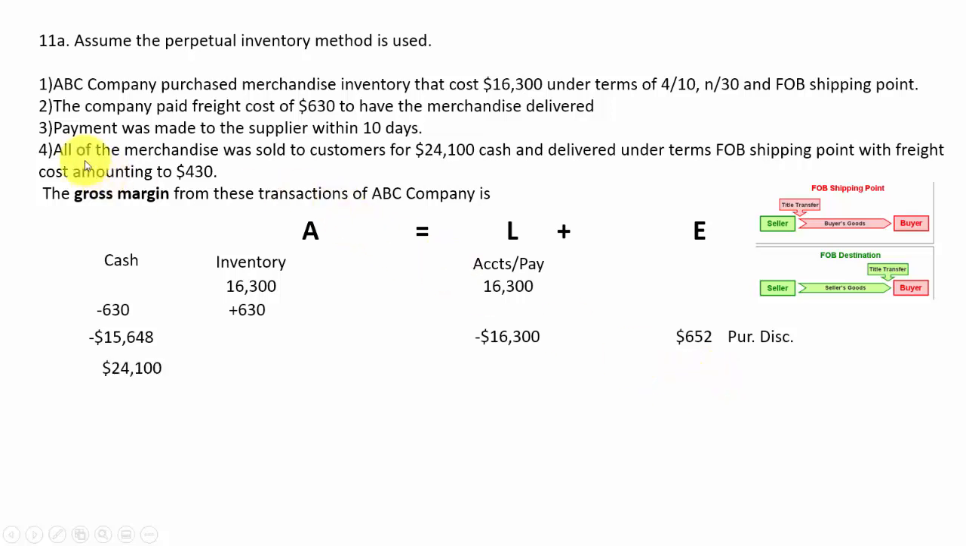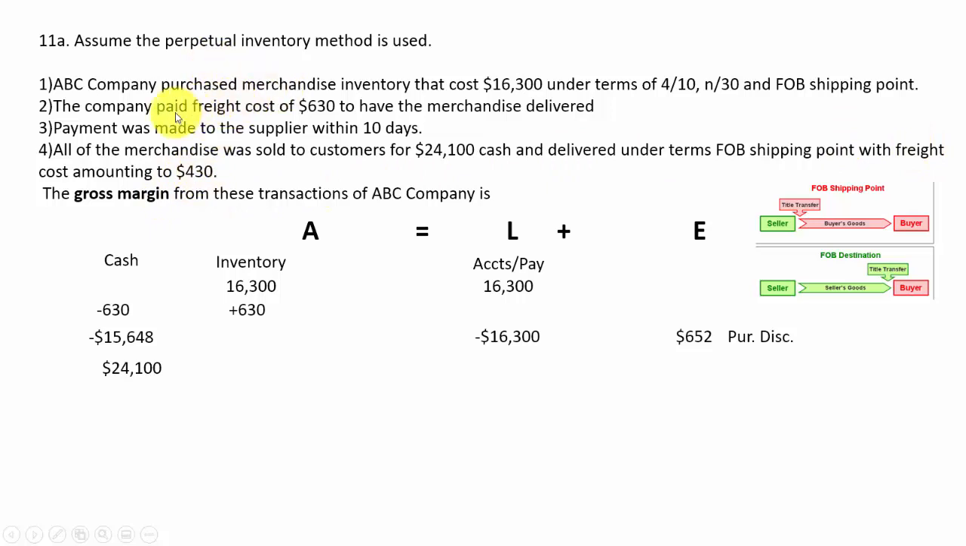Next, all of the merchandise was sold to customers for $24,100 cash. So cash is going to go up $24,100, and it was delivered under terms FOB shipping point with freight cost amounting to $430. Now this is freight out, because when you sell something to a customer, in this case freight out was $430.